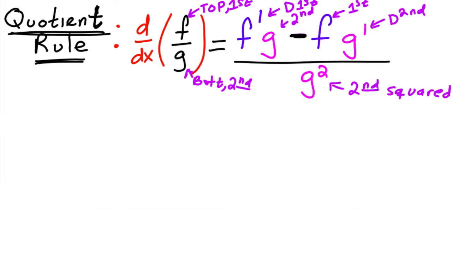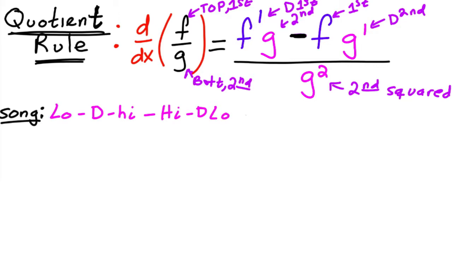Now there's also a little song, if you like songs. Honestly, I don't like learning it this way, but you might like it. The way it goes is low D high minus high D low, and down below, low squared.